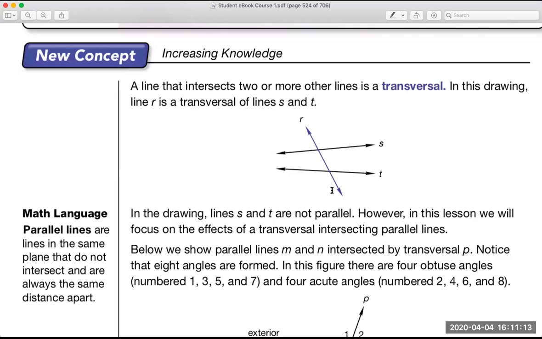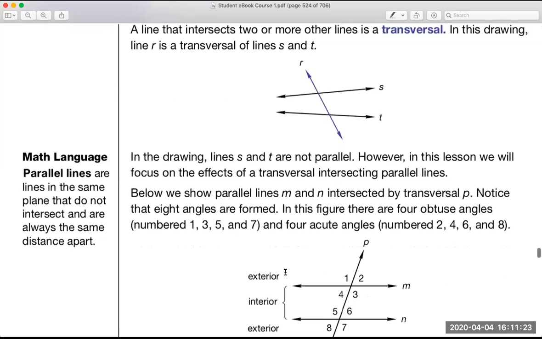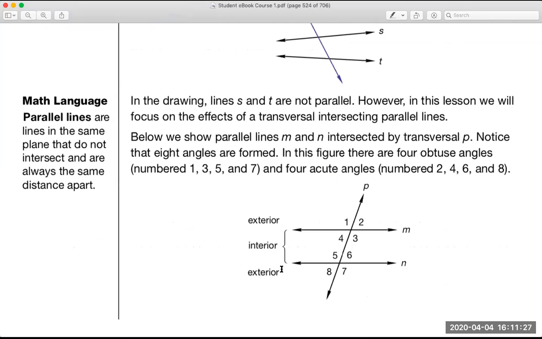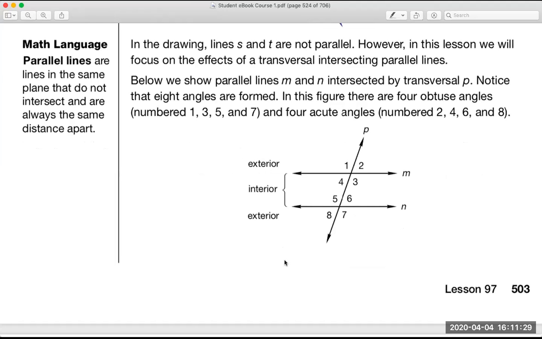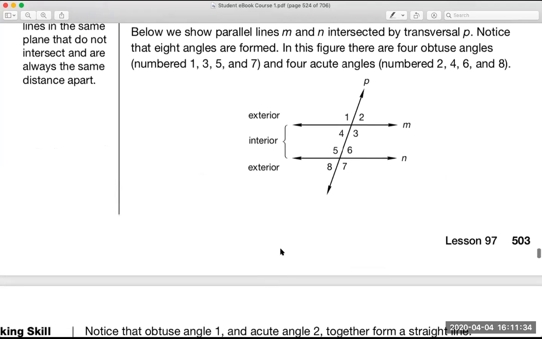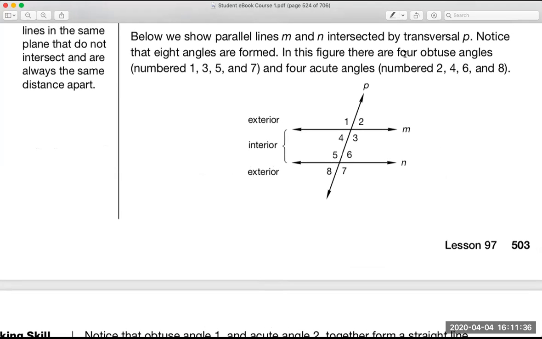So in this drawing, you can see that lines S and T are not parallel. However, in this lesson, we'll focus on the effects of a transversal intersecting parallel lines. In this example, we'll look at lines M and N intersected by transversal P. Notice that 8 angles are formed when this happens.